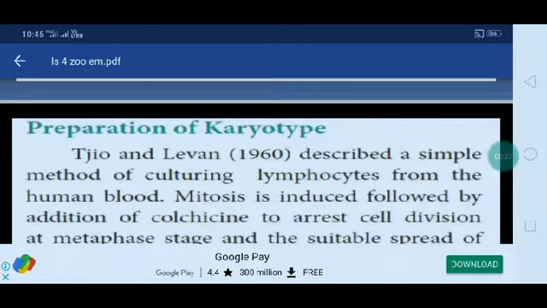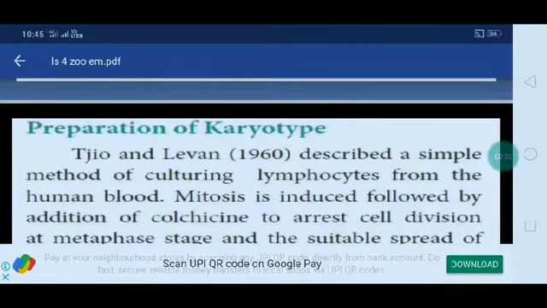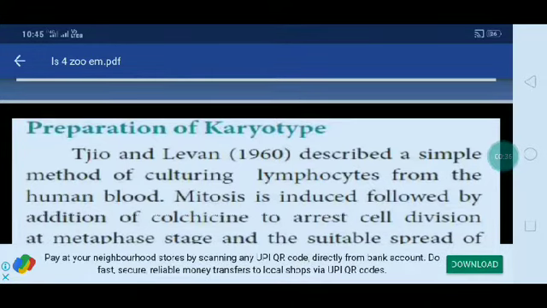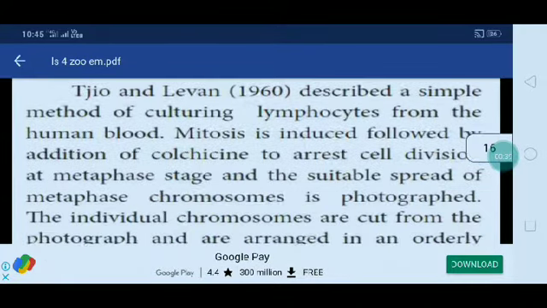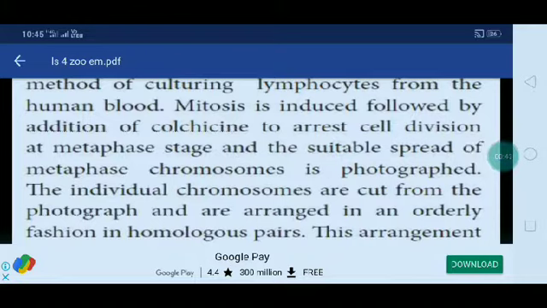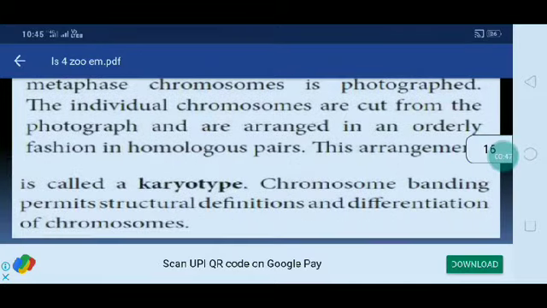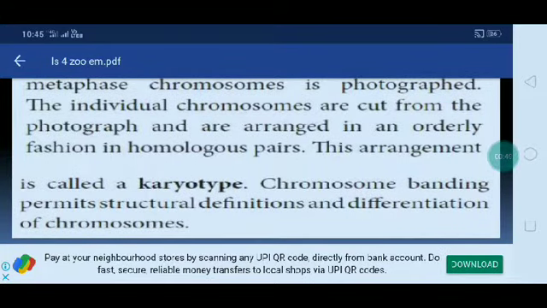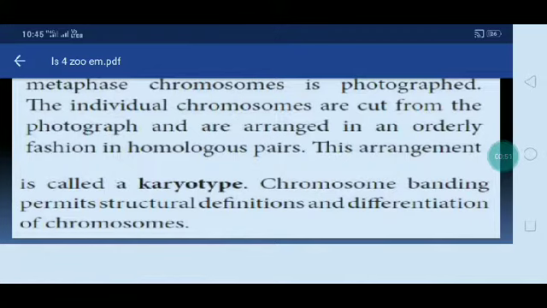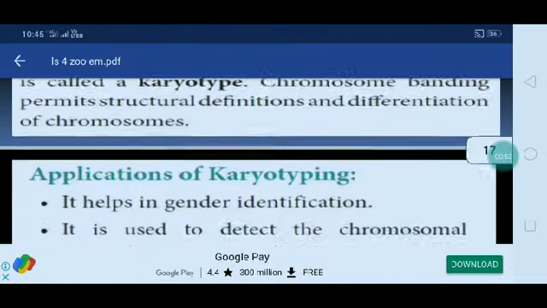Galton and Levan described some of the simplest methods. Lymphocytes from human blood are mitotically induced, followed by addition of colchicine to arrest cell division. After metaphase, a suitable spread of metaphase chromosomes is photographed. That is known as the photograph, and this arrangement is nothing but the karyotype. Chromosome banding also permits the identification and differentiation of chromosomes.